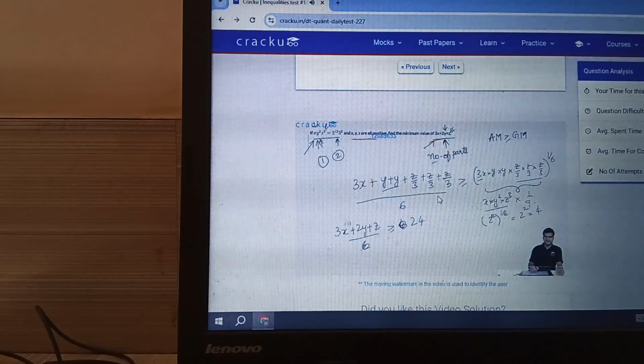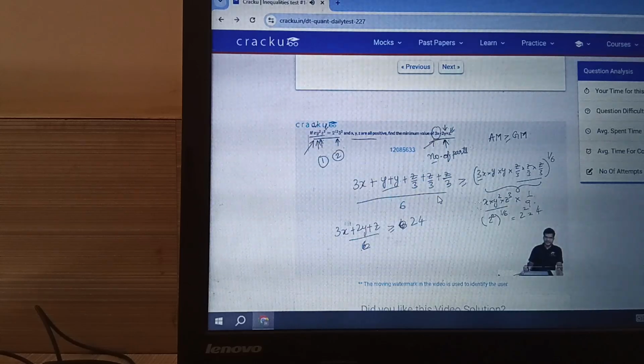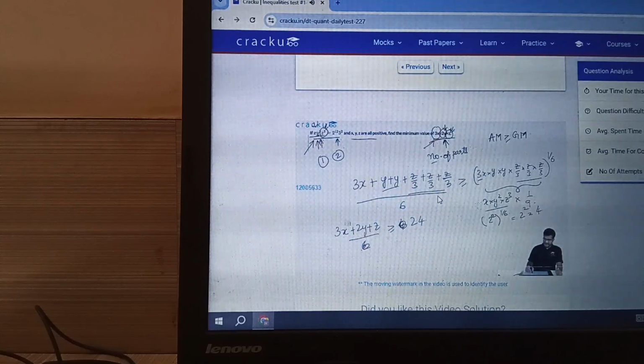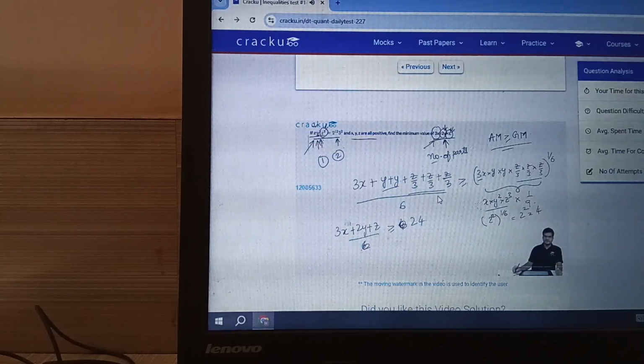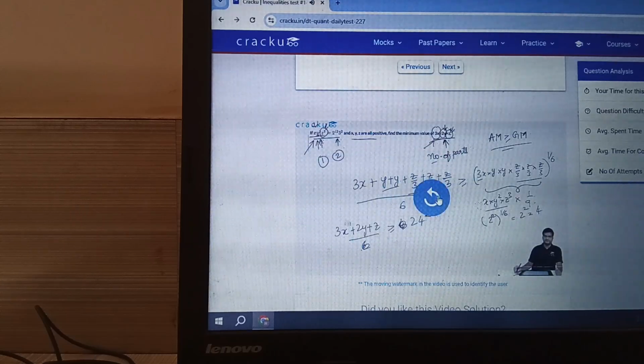The key step to note over here is splitting the sum into the number of parts which is dependent on the power of each of the variables. As the power of x is 1, we use 3x as a single entity. As the power of y is 2 because it is y square, we will split 2y into two parts, that is y and y. As the power of z is 3, we will split z into three parts, that is z by 3, z by 3 and z by 3. And then just use the arithmetic mean is greater than or equal to geometric mean. Anyway, the minimum value of the required sum in this particular question will equal 24.